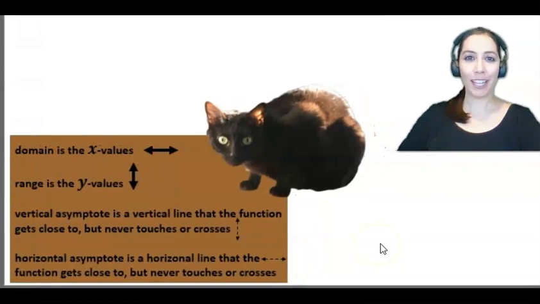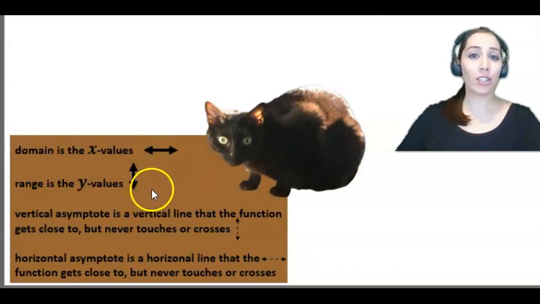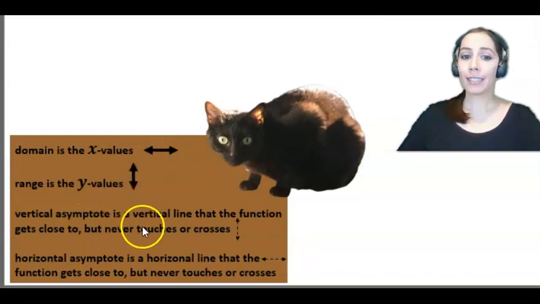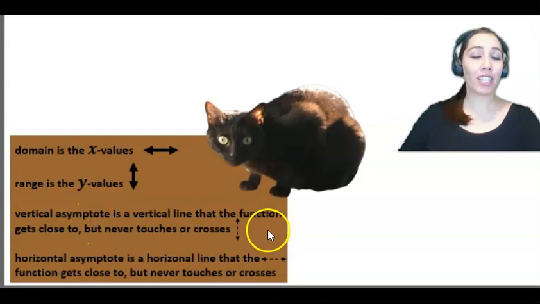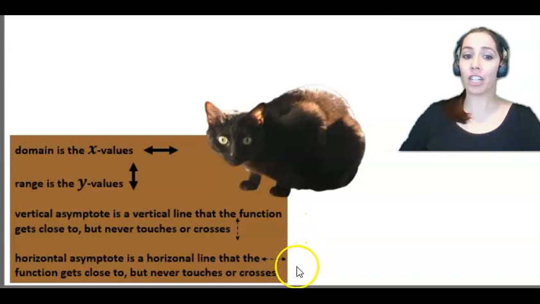Chloe is here with her latest cheat sheet notes. She wants you to know that the domain is the x values and the range is the y values. The vertical asymptote is the vertical line that the function gets close to but never touches or crosses, and the horizontal asymptote is a horizontal line that the function gets close to but never touches or crosses.